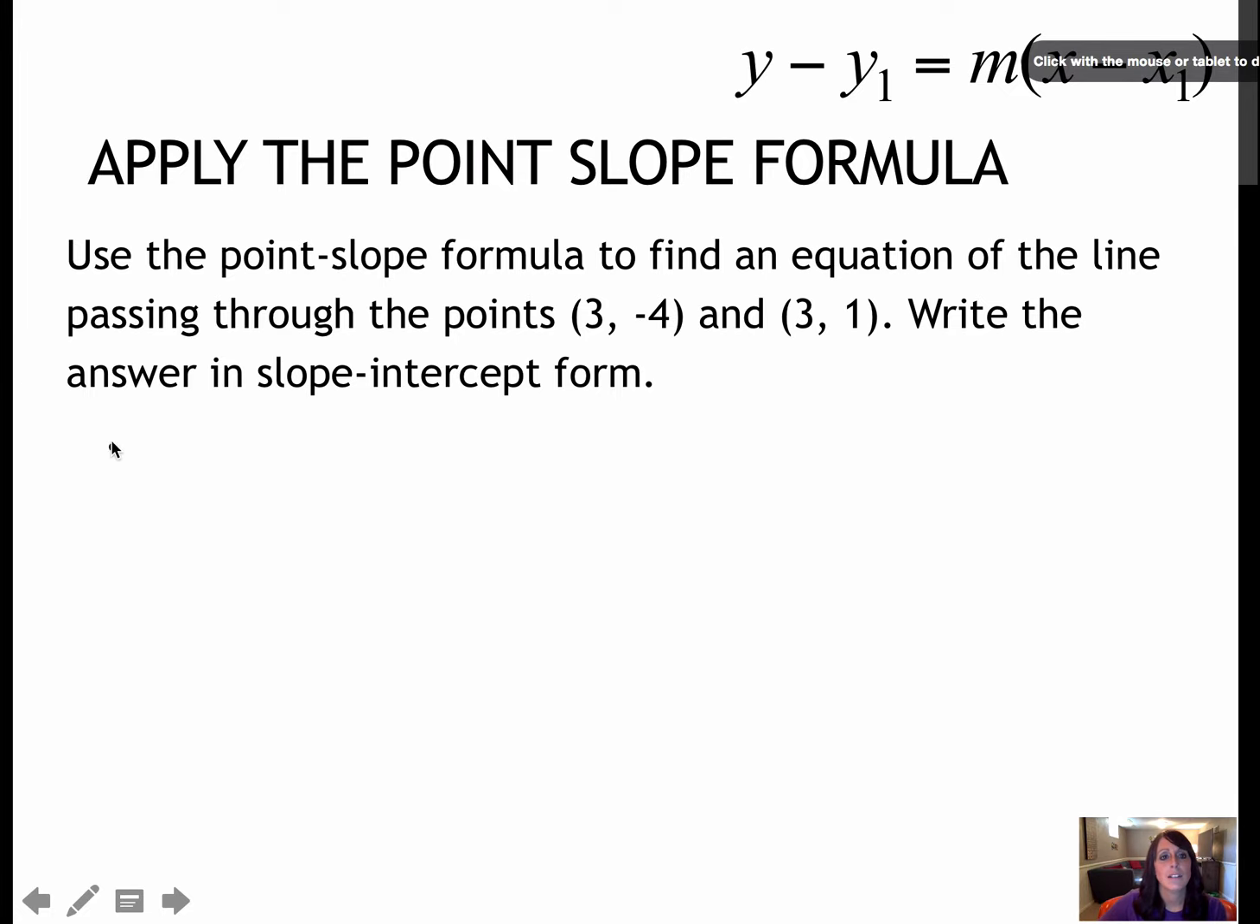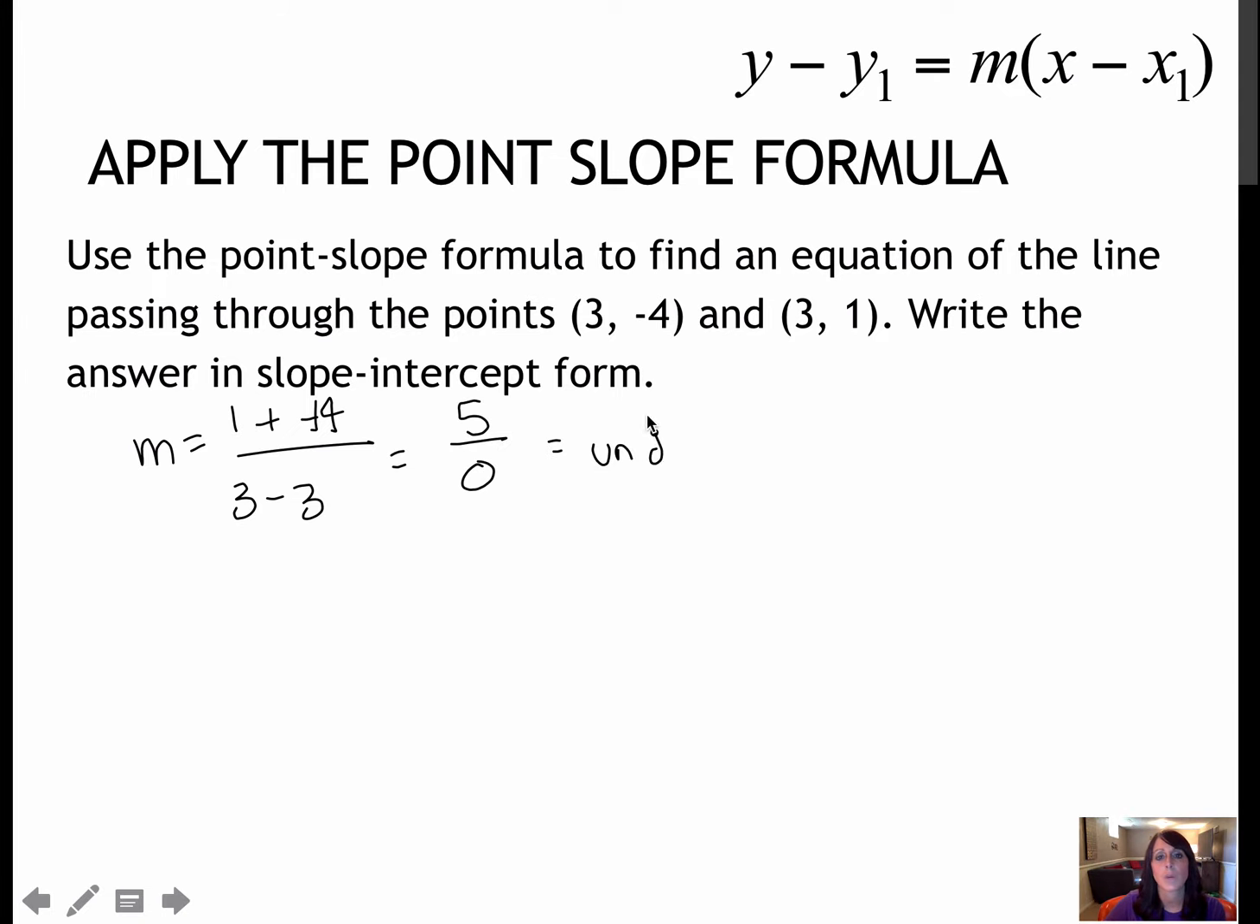Next one, same idea. I'm going to start with the slope. So y2 minus y1 over x2 minus x1. This one's going to be a little bit tricky because on the top I get 5, but on the bottom I get 0. And so we know the slope is undefined. So let's talk about what that means. Remember, undefined meant that my line goes straight up and down like this. So looking at the points 3, negative 4 and 3, 1, then my answer would be that x equals 3.